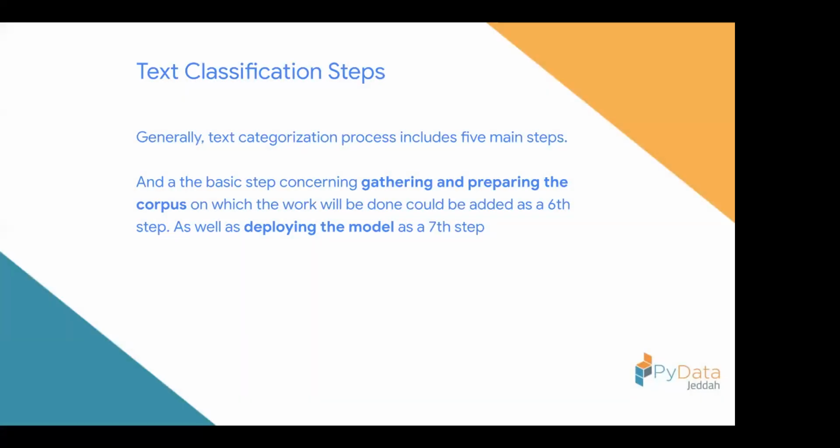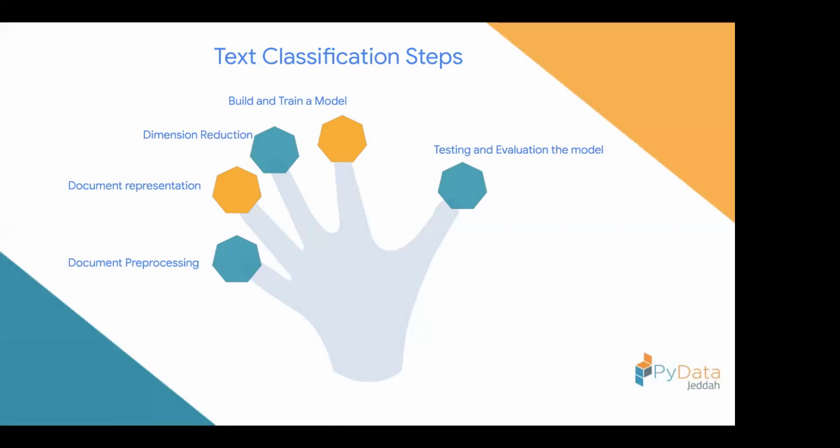If you want to apply text classification, there are many steps, maybe 6 or 7 if we add gathering and deploying in the middle, but generally there are 5. What are the 5 steps? If we ignore gathering and preparing the corpus: first, document pre-processing; document representation; dimension reduction; building and training the model; and testing and evaluating the model.